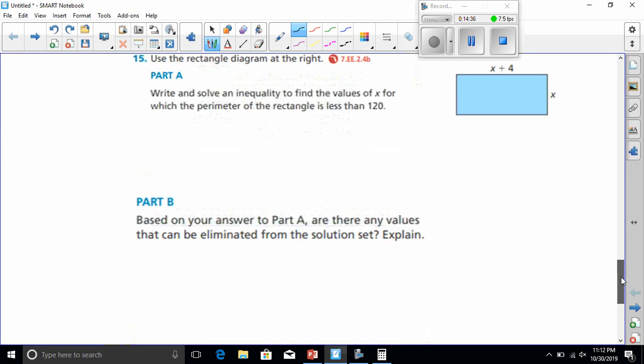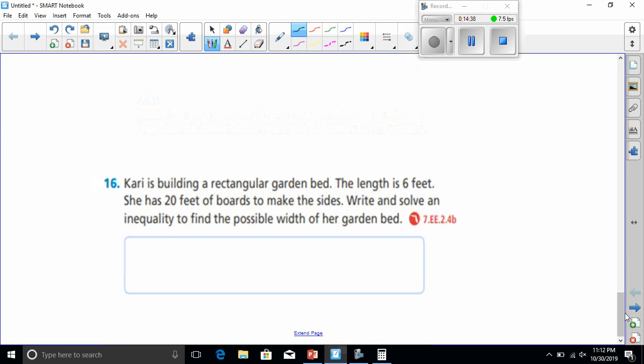Let's see, that was part of 15. I'll do 16. It says Kari is building a rectangular garden bed. Let's get our garden bed set up here. It says the length is 6 feet, so that's 6 feet here and 6 feet here. She has 20 feet of board to make the side. So all of this has got to equal 20. Write and solve an inequality to find the possible width of our garden bed.